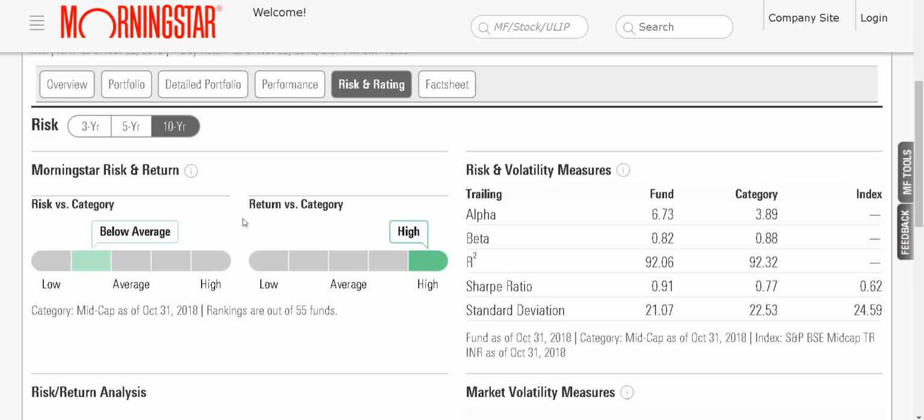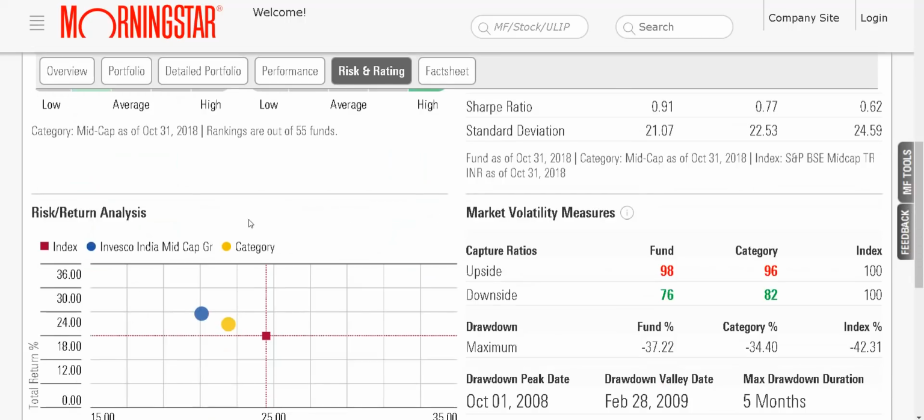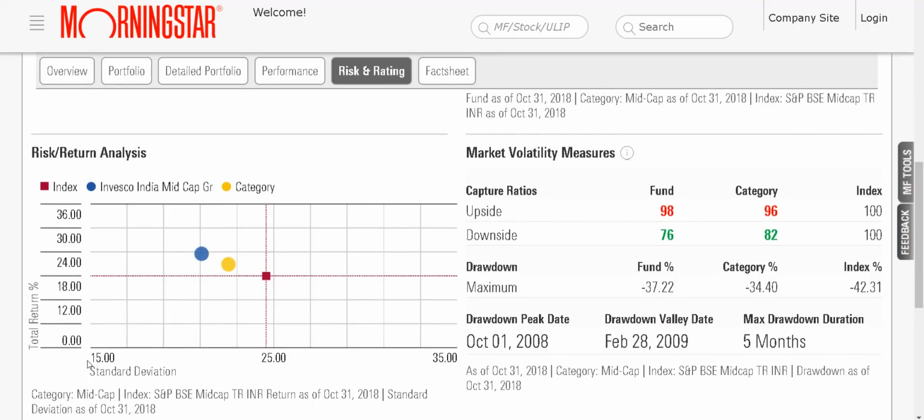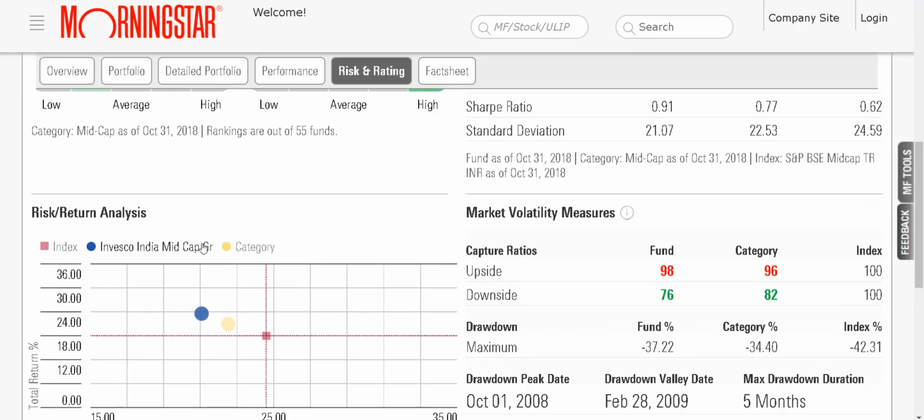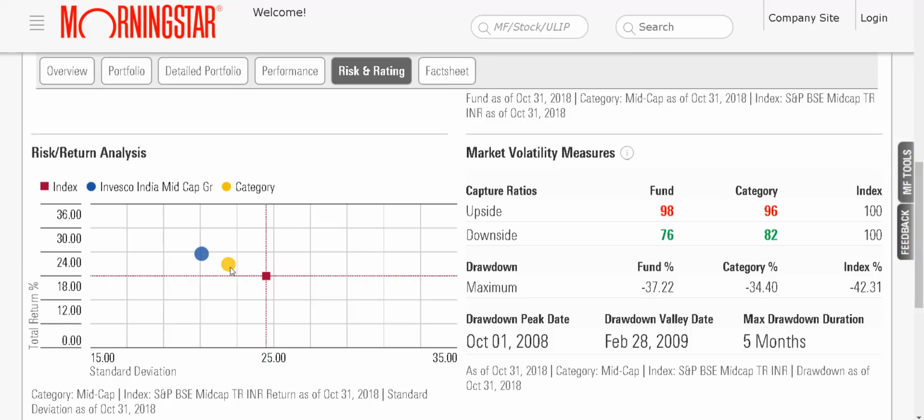And also another thing I love is that it gives you a kind of a grid map between the volatility, the standard deviation or the risk, versus the returns. So now you can see over 10 years, I'm now in 10 years I think, you can see that the category, generally the mid-cap category, has been less volatile than the index. The index is BSE Midcap, and the fund has had even lesser volatility than the category, and it has given a little bit more return.